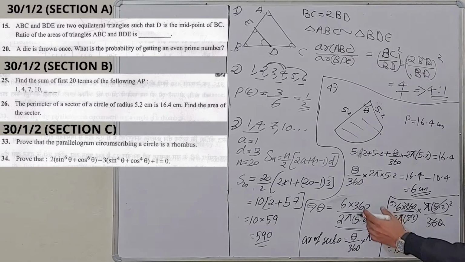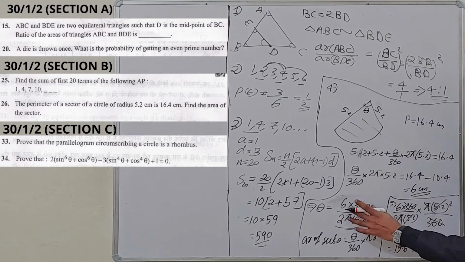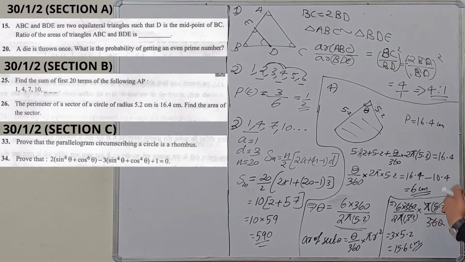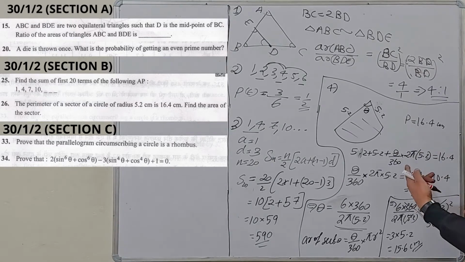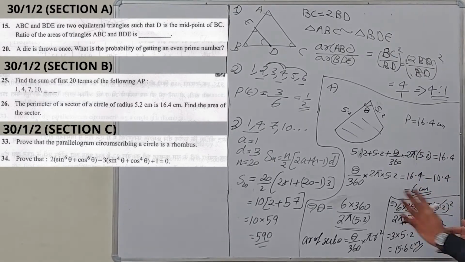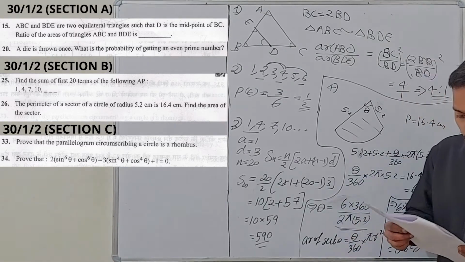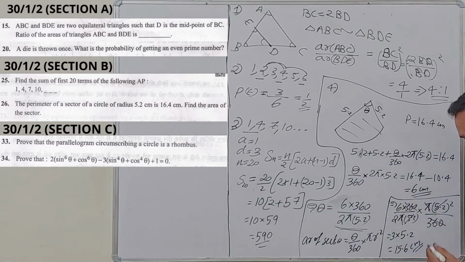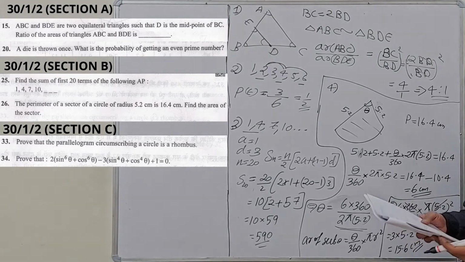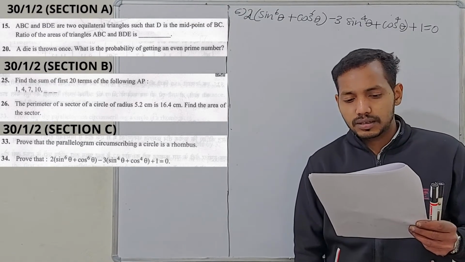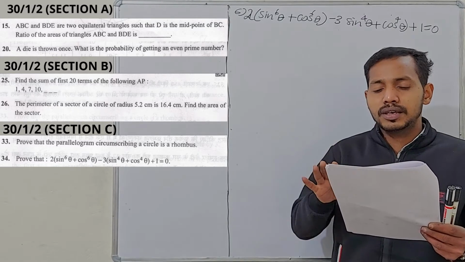So never go for substituting these values to find theta, just keep it as it is and substitute in this area formula. Clear? So if it is asked to find the area of sector from perimeter or perimeter from sector, just put this value, you will get the answer. Now the unit is square, okay? Centimeter square.